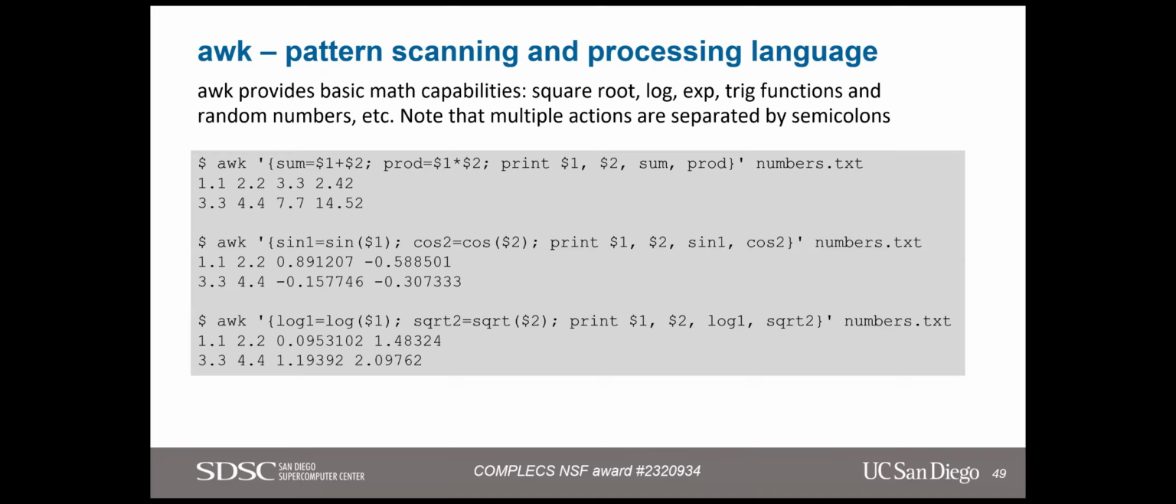We can do the product of columns 1 and 2. Then we can print what the initial value of $1 is and the initial value of $2 is, and then the sum and the product. Similarly, we can use sine, cosine, log, square root.